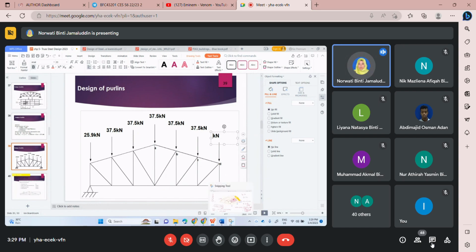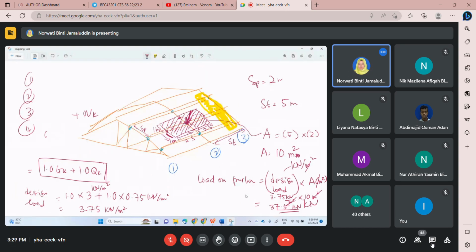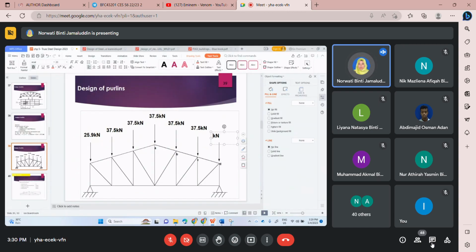Okay, only support half. Why half? Kenapa half? See, this is another node, right? Only half of the original area, which is 5 meter squared. Kan, dah tak ada dah kan? So, should be 37.5 divided by 2. Okay, 18 point.